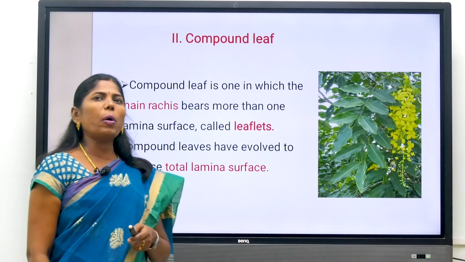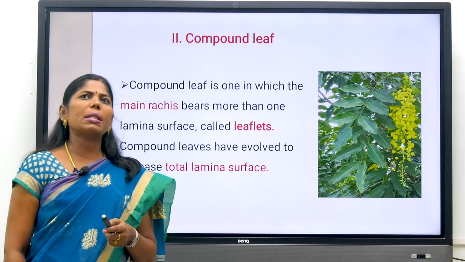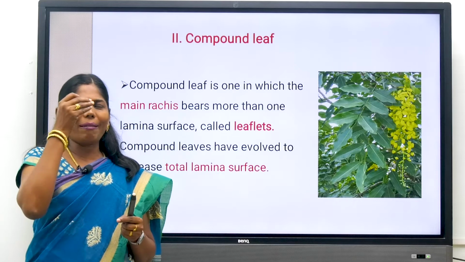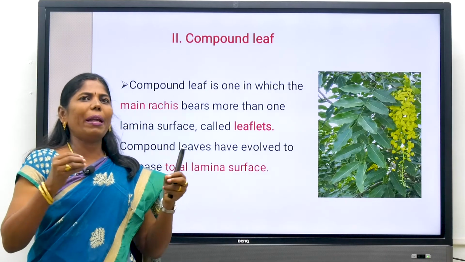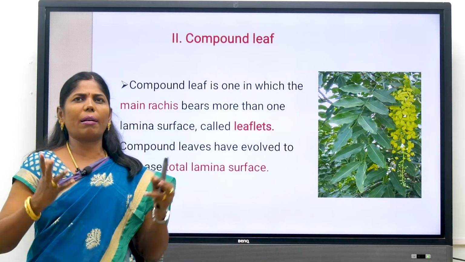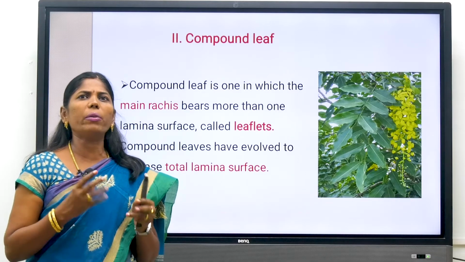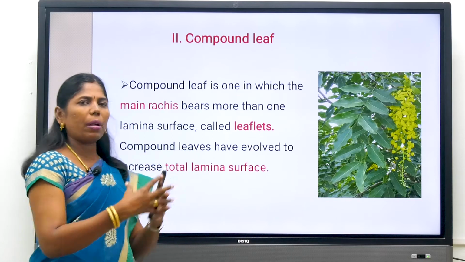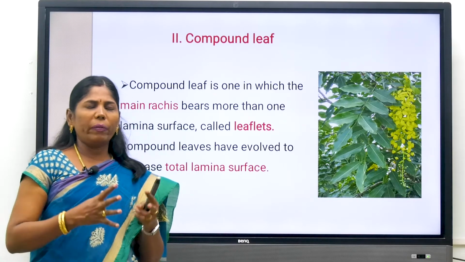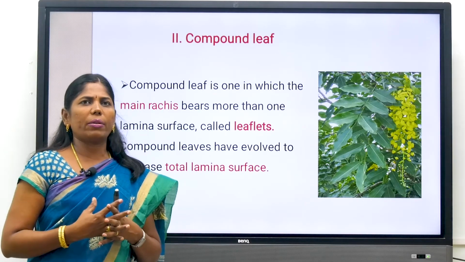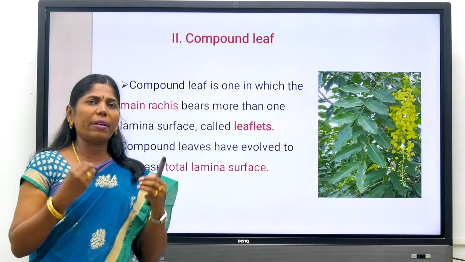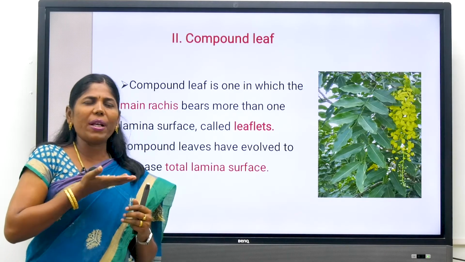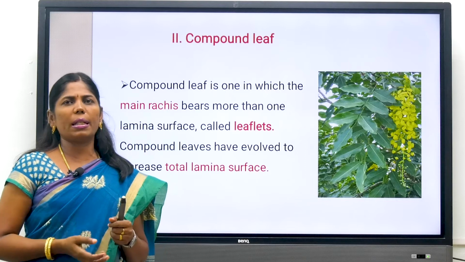So, compound leaf. Compound leaf means actually one main rachis is there, and from the main rachis so many leaflets arise. So that is considered a compound leaf. Compound leaves have evolved by increasing the number of laminae. We can see so many leaflets, and each and every one has a lamina. So the surface of the lamina is increased in such a plant.